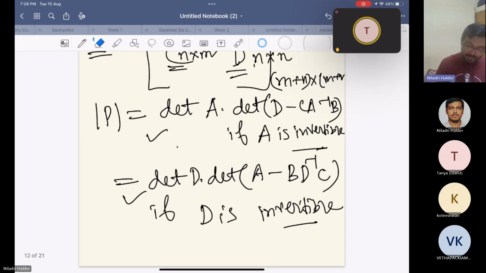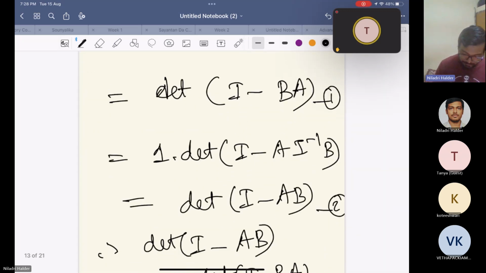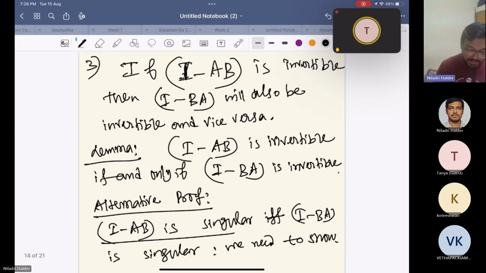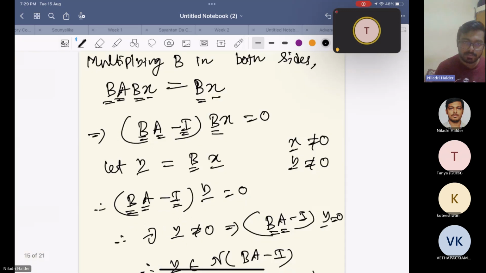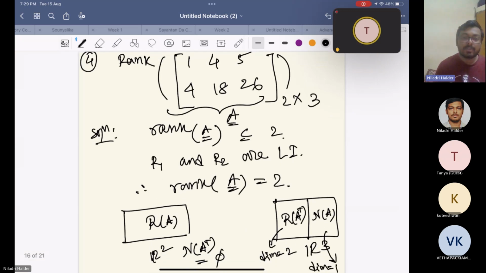Okay, and similarly, you can write down the same matrix in some other way. So there you can show that this holds true, and then by that way I have shown that the determinant of I minus AB is the same as the determinant of I minus BA. And here is one basic level proof that if I minus AB is invertible, then I minus BA will also be invertible.